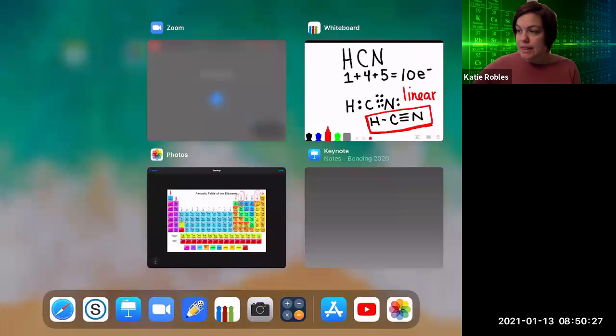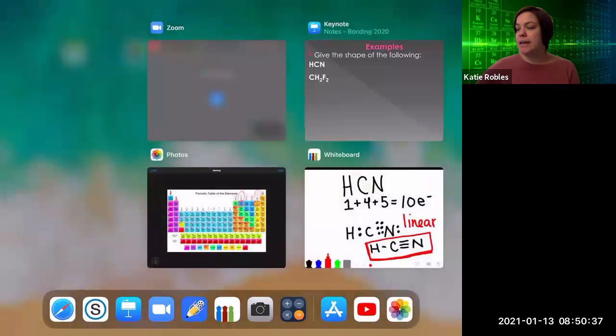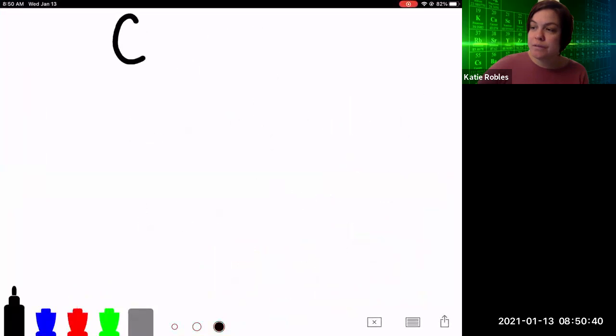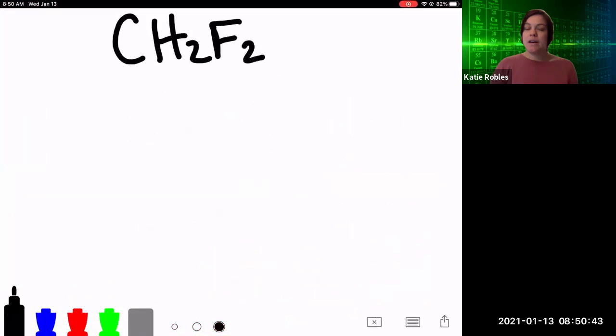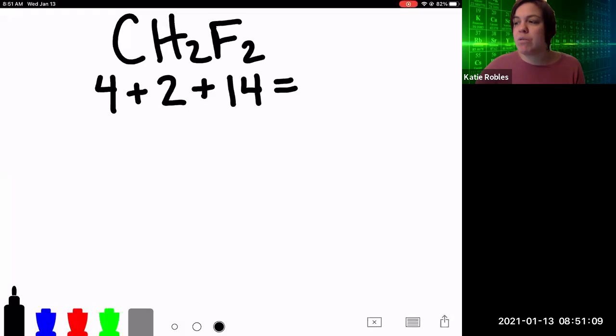All right. The next one is CH2F2. So this is a little bit of a bigger one, okay? Again, some of you might be looking at that right away and you might be like, boom, I already know how this entire thing is put together. If not, let's add them up. 4 from the carbon, plus we have 2 from those hydrogens, plus 2 times 7 from the fluorines. So we have 14 from the fluorines, which equals 20 electrons, right?